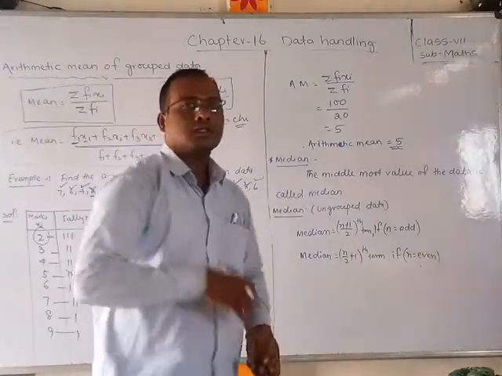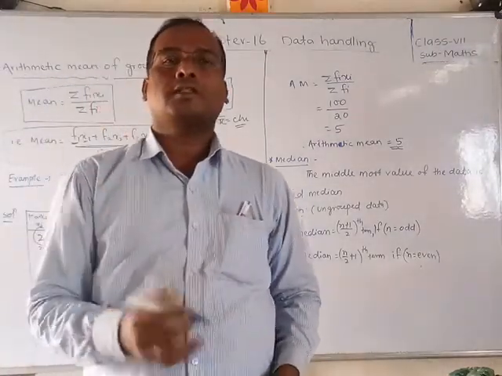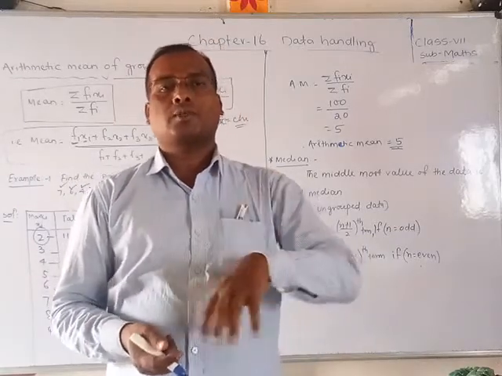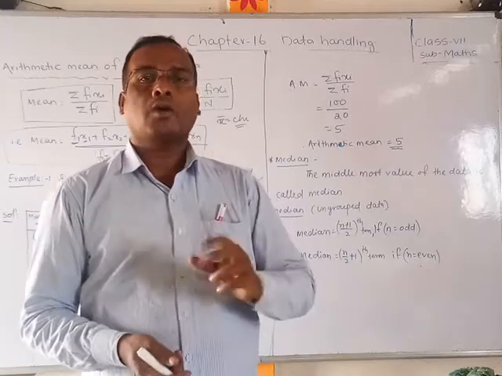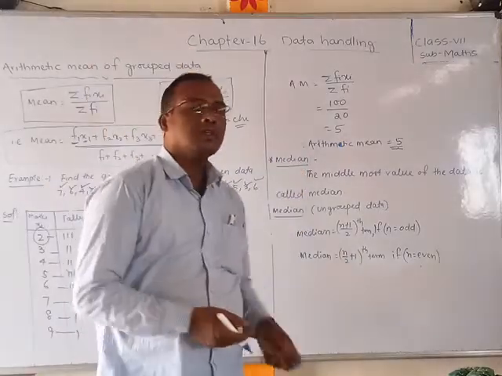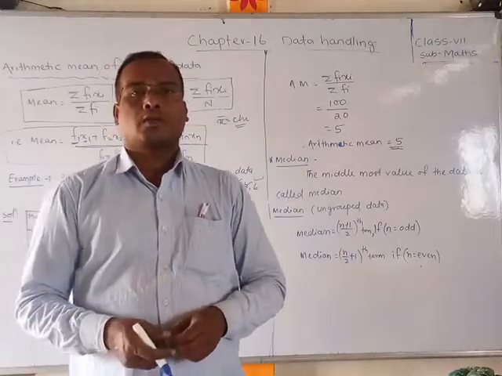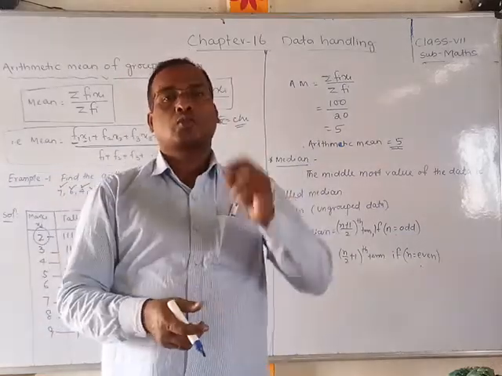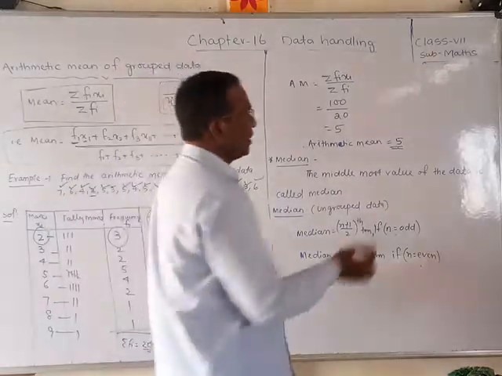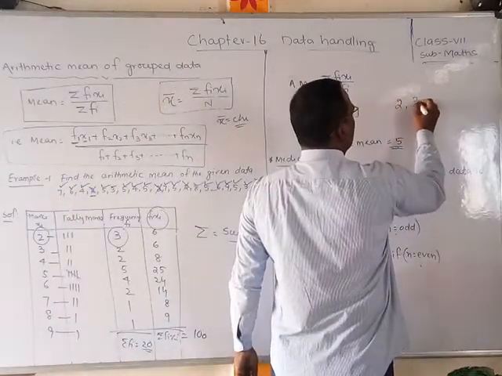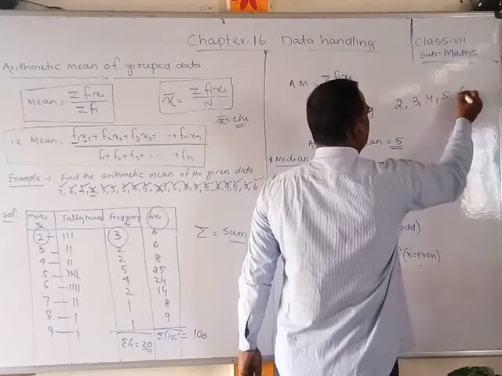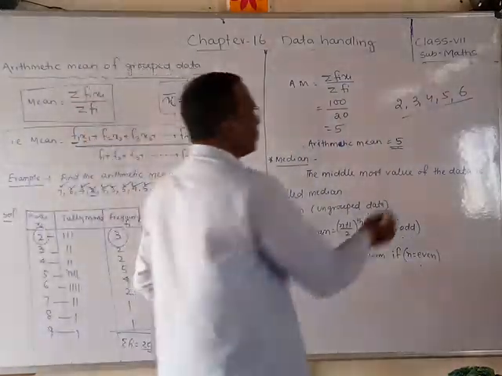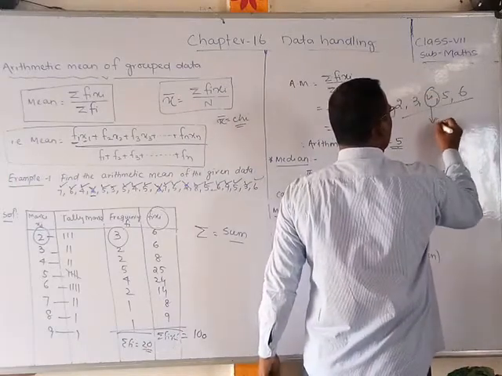Now we'll go to the second measure of central tendency. Measures of central tendency, one is the median. How should we find it? The median is the middlemost value of the data. That means the one in the middle is called the median. Suppose 2, 3, 4, 5, 6. What is the middlemost value? 4 is the middlemost, so this is called the median.